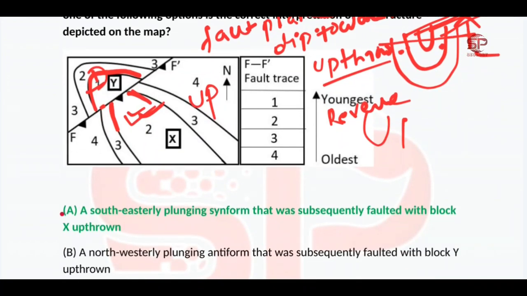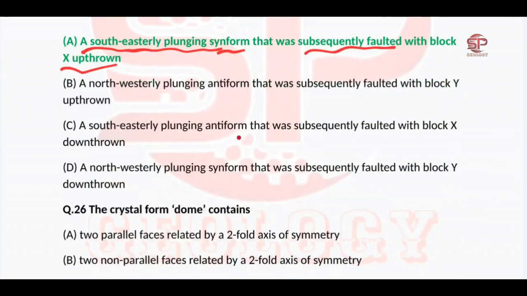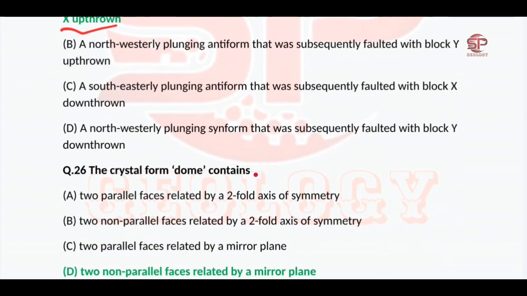Now we can say, as it is a syncline, it will plunge opposite to its outcrop closing direction. So the outcrop is closing in this direction, it will plunge in this direction. So that's why the southeasterly plunging syncline subsequently faulted with a reverse fault with block X. This is the outcrop. So the answer will be A.